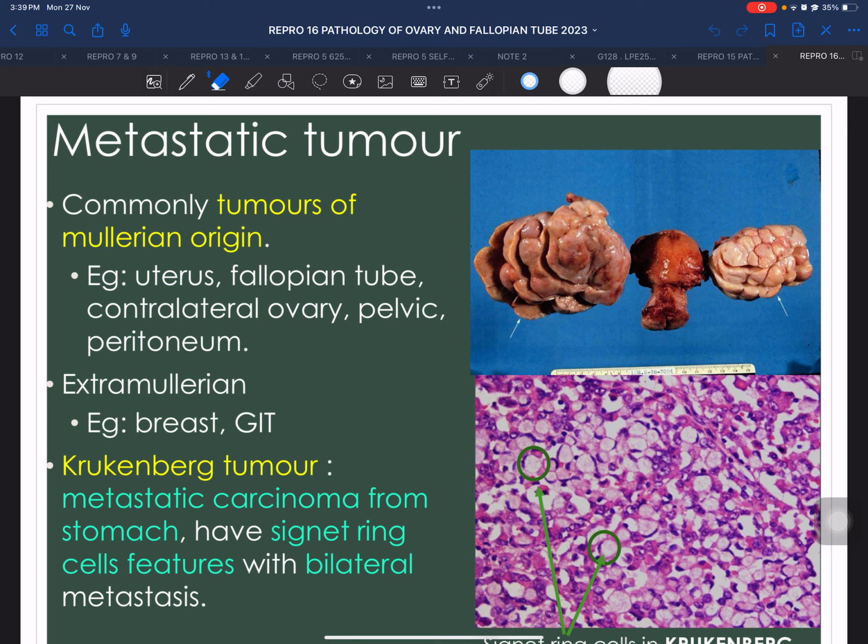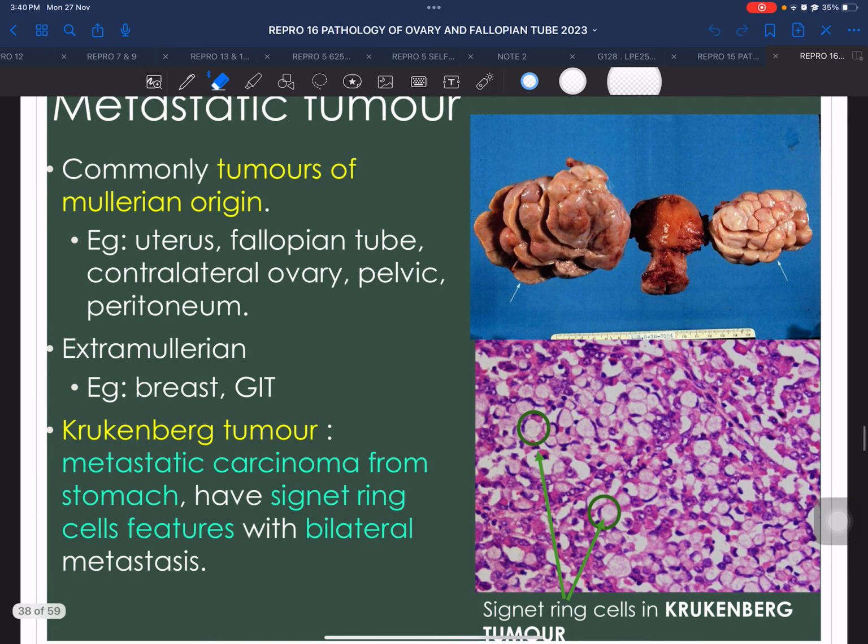They are described as the signet ring cell tumor. If you look at the histology here, they appear like a ring. The cell looks like a ring in which the nucleus is pushed to the periphery. Okay, and the center is filled with mucin. So that's why it looks like a ring. That's why they are called the signet ring cell tumor. So this represents a metastasis from the stomach to the ovary, and it is called the Krukenberg tumor.